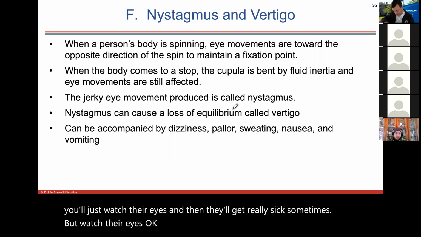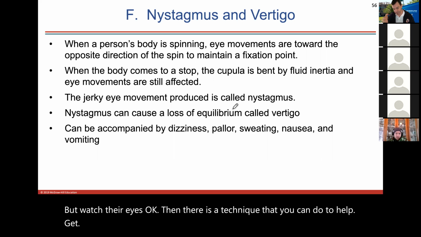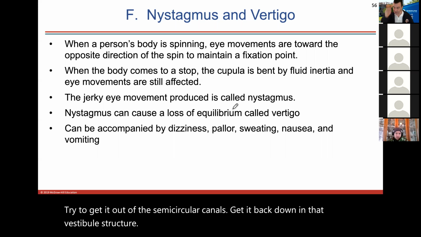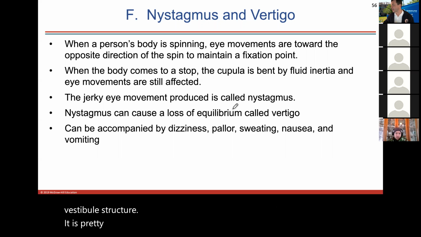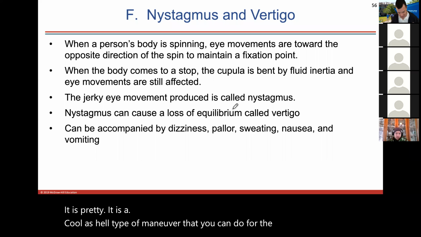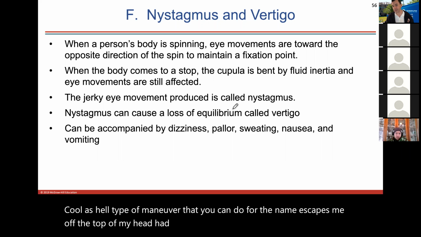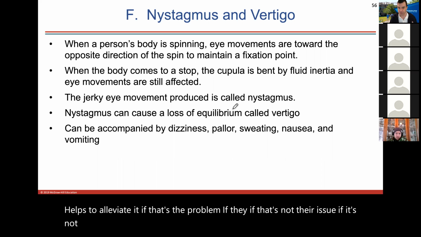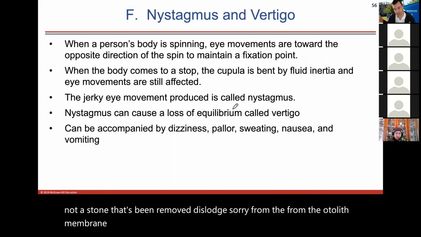Then there is a technique that you can do to help get that little otolith back to where it's supposed to be. Okay? To get it out of the semicircular canals, get it back down in that vestibule structure. And it is a cool as hell type of maneuver, and the name escapes me off the top of my head. I've had a number of patients that I've done that to, and it helps to alleviate it if that's the problem. If it's not a stone that's been dislodged from the otolithic membrane, then doing that is not going to do a hill of beans.